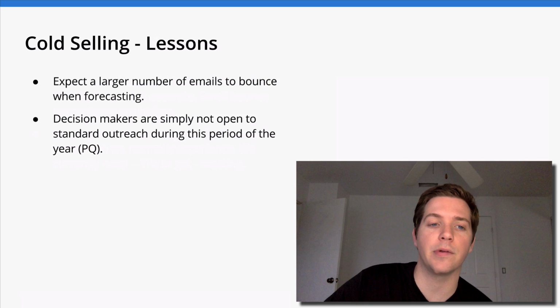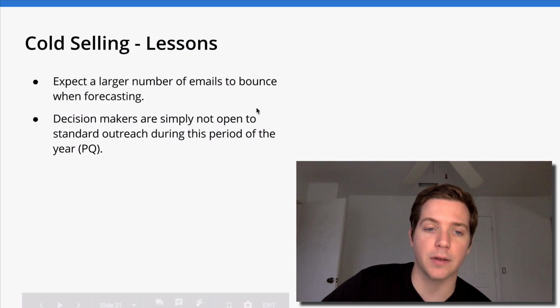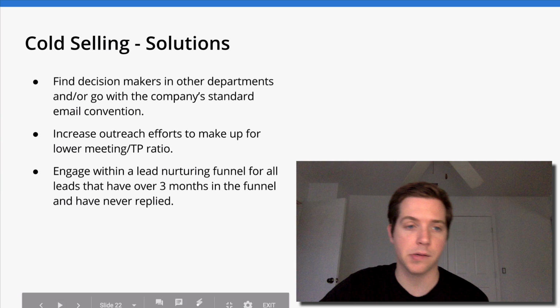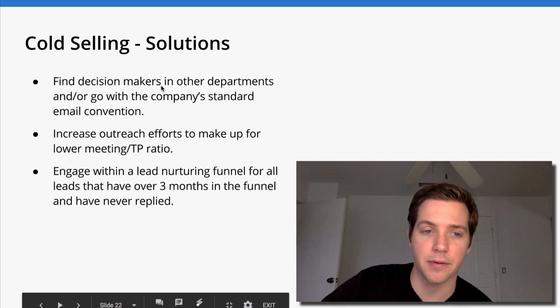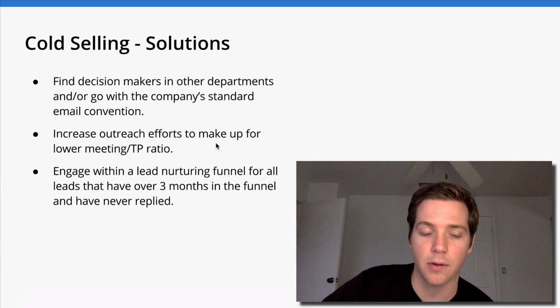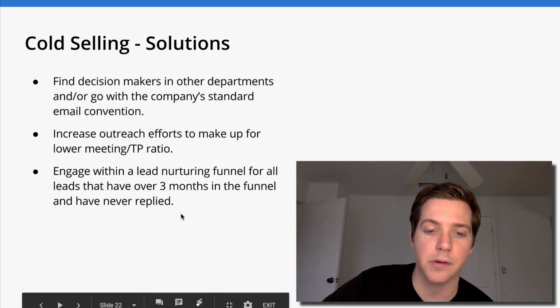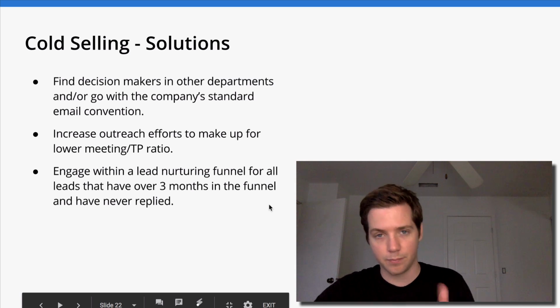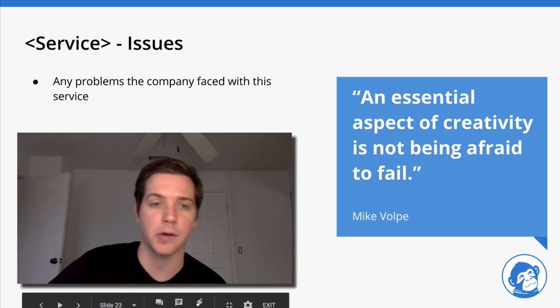So then from issues, we moved into lessons. So expect a larger number of emails to bounce when forecasting. Decision makers are simply not open to standard outreach during this period of the year. This was our guess. And then we came up with solutions for them. So find decision makers in other departments or go with the company's standard email convention, increase outreach efforts to make up for lower meeting ratio, engage with the lead nurturing funnel for all leads that have over 3 months in the funnel and have never replied. So basically what we talked about when we're improving that outreach process.